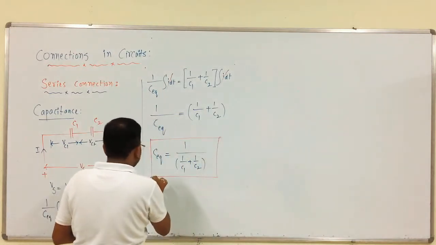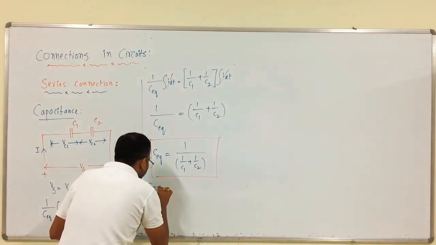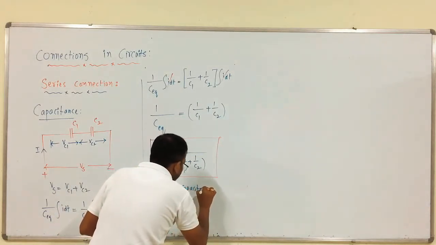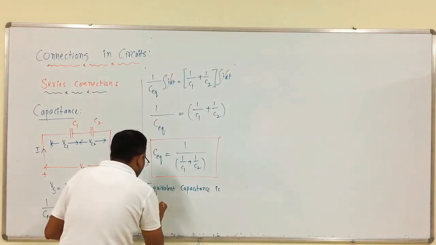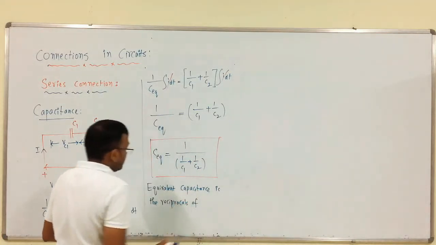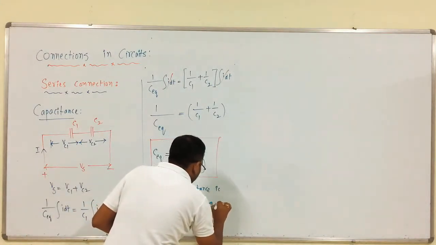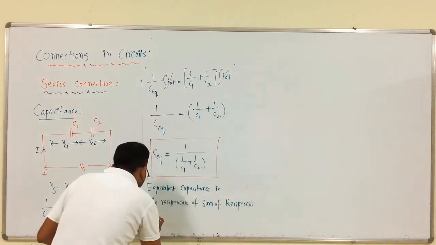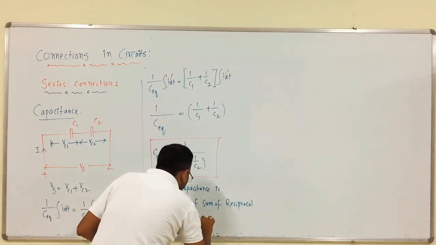Then what is the statement for this? Equivalent capacitance is the reciprocal of the sum of reciprocals of individual capacitances.